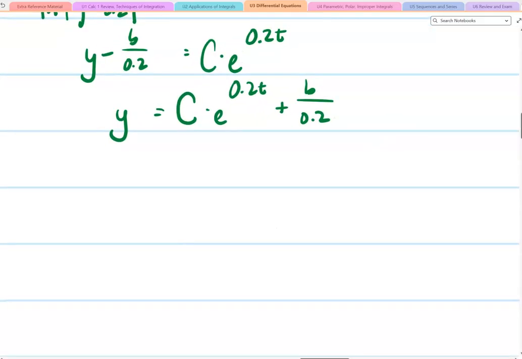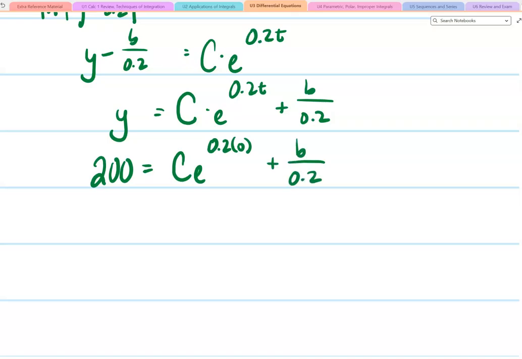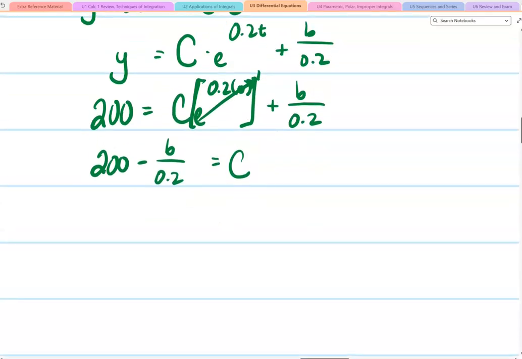So we have 200 fish equal to some c e to the 0.2 times 0 plus some b divided by 0.2. We can isolate c now in terms of b. So this is all equal to 1. Then 200 minus whatever b over 0.2 is going to give me my c value. So it doesn't look great at this point, but it is manageable, I'd say.